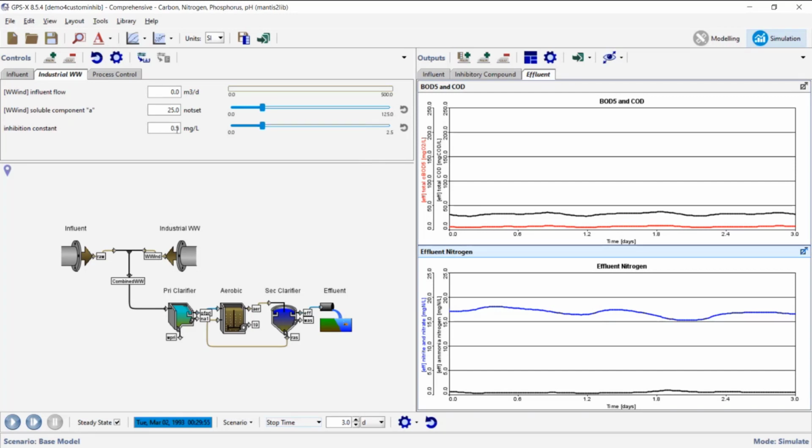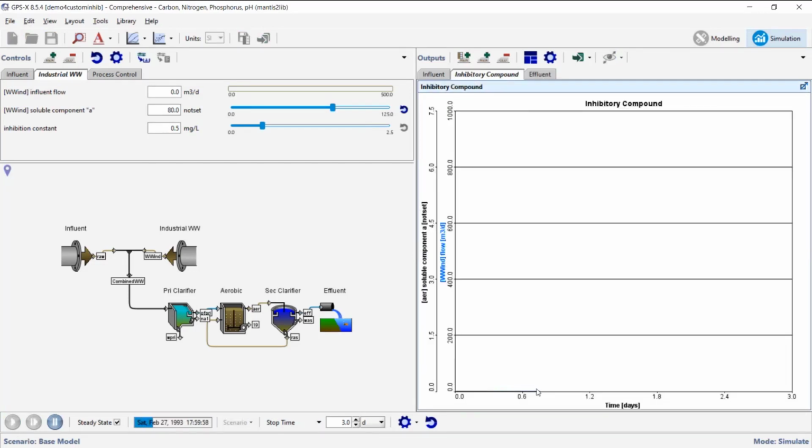So I'm going to reset that back to the default. And let's see what happens when we have a much stronger, much higher concentration coming in. So I'm setting that to 80, and then we're going to run that again. So let's look at this inhibitory compound. This is going to get higher now, right? It's going to be up at what's this? This is at over 4.5 milligrams per liter compared to this 0.5.